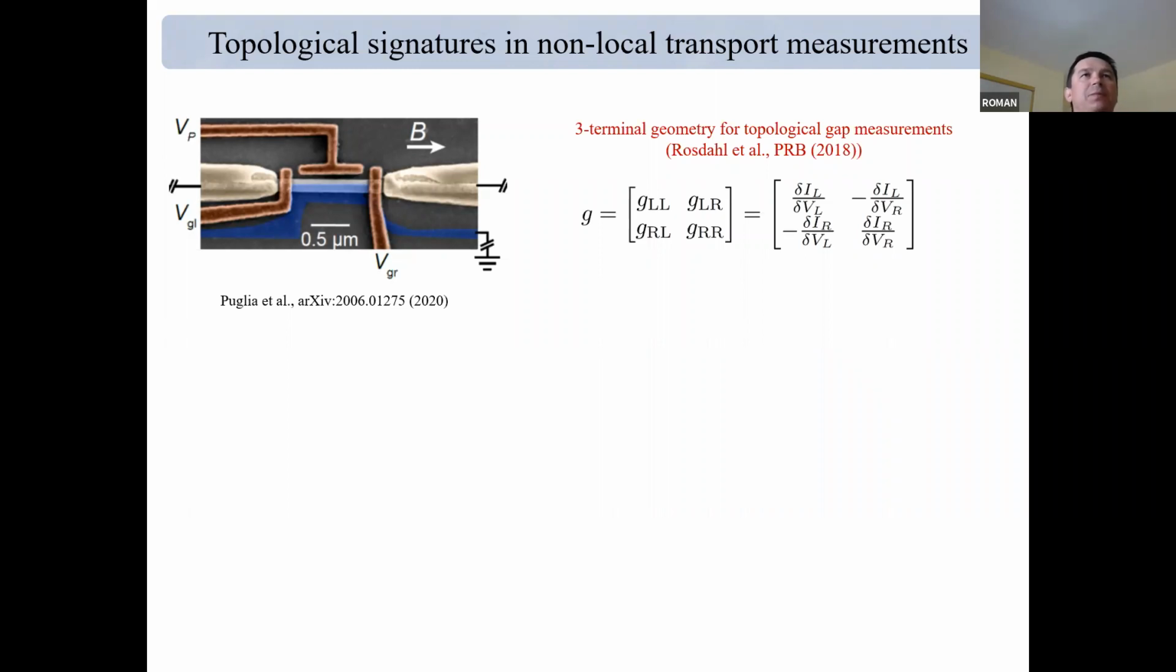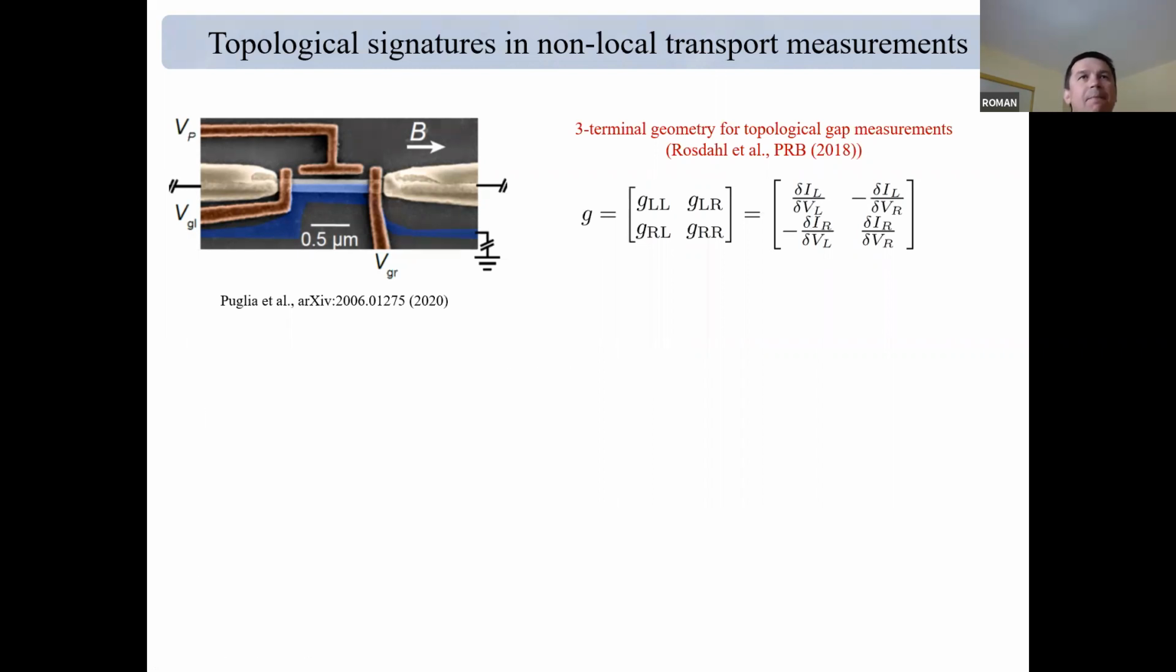So this experiment, in its simplest form, has 3 terminals. There is a left lead, there is a right lead, and this is superconducting aluminum, which is eventually grounded. So essentially there are 3 leads, and one can calculate this conductance matrix. And this conductance matrix, in addition to local terms, probing what happens on the right and on the left, also has non-local terms. And these non-local terms tell us about the bulk, and in particular become very important to understand the topological phase transition.